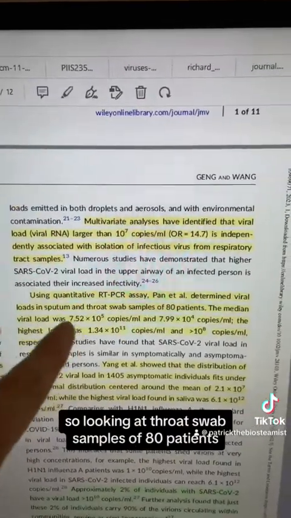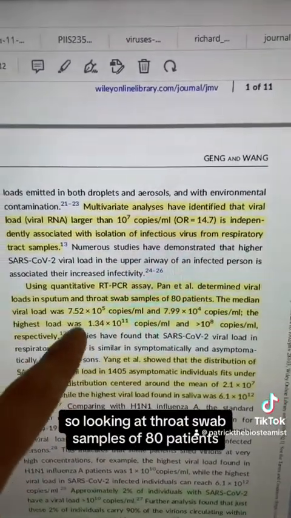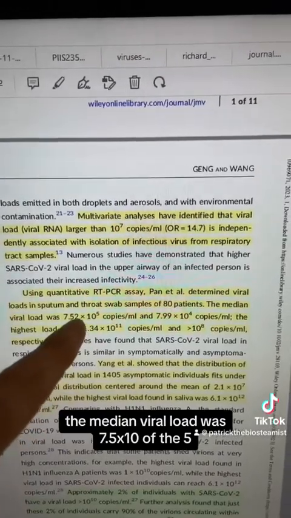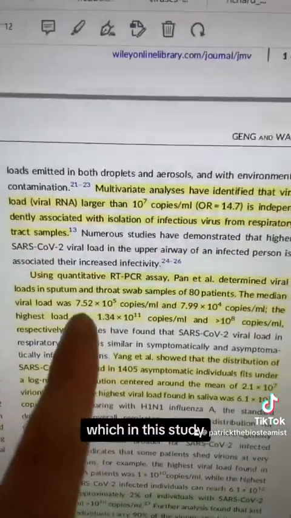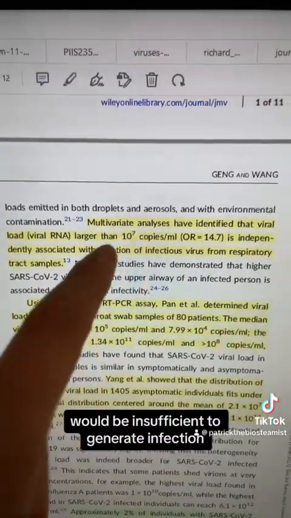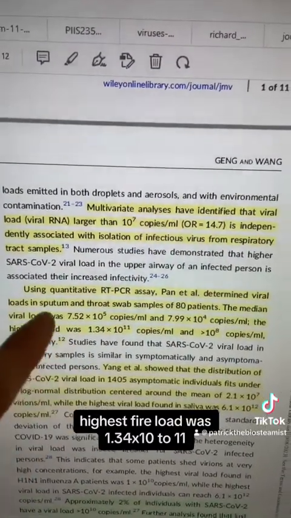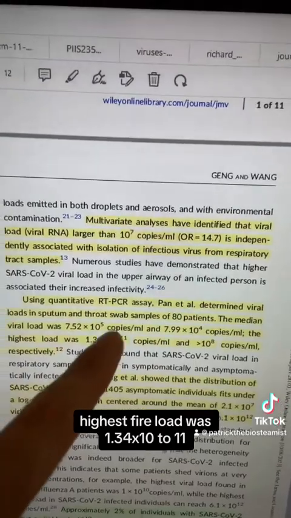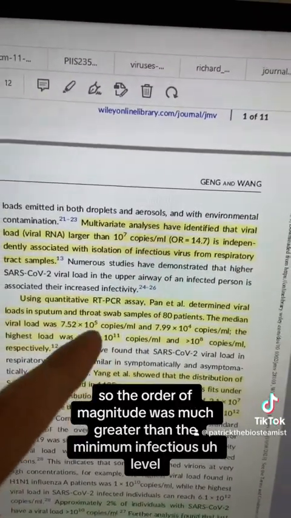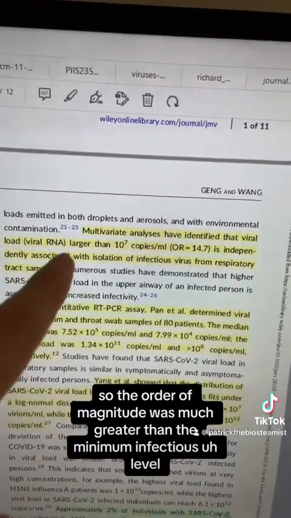Looking at throat swab samples of 80 patients, the median viral load was 7.5 times 10 to the 5, which in this study would be insufficient to generate infection. But the highest viral load was 1.34 times 10 to the 11. So the order of magnitude was much greater than the minimum infectious level.